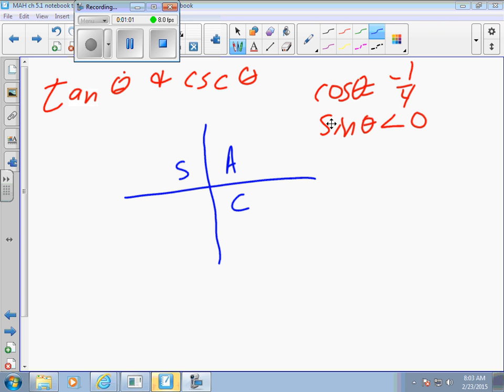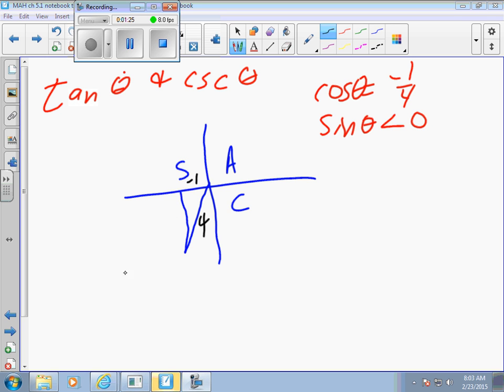So I'm going to draw my triangle over here. I know that I'm going to have a triangle that looks kind of like this. And the cosine is the adjacent over the hypotenuse. So I'm going to put a -1 here. The hypotenuse is +4. And so I'm going to be looking for this side.